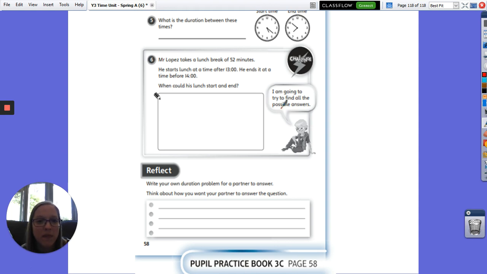Mr. Lopez has a lunch break of 52 minutes. He starts lunch at a time after 1300, which is 1 p.m., and he ends at a time before 2 p.m. When could his lunch start and end? So what you're looking for here are two times which have a duration of 52 minutes, which are between 1 o'clock and 2 o'clock. Okay, right.